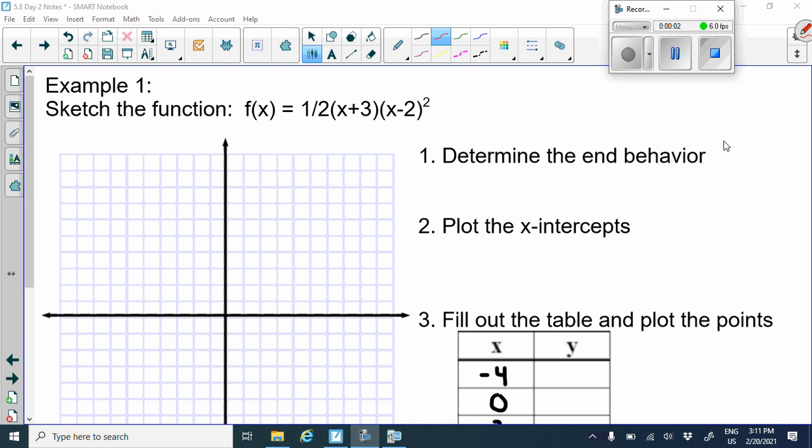Hey guys, so here's part 2 of the 5.8 day 1 notes. We're going to be talking about example 1. We're going to sketch the function f of x equals 1/2 times x plus 3 times x minus 2 squared.